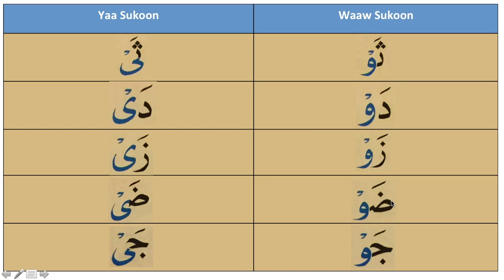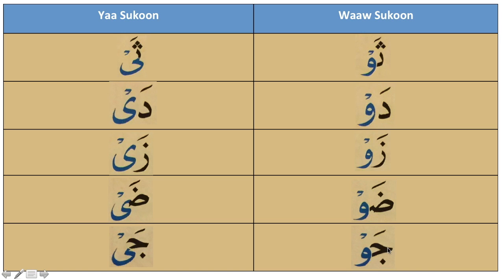Next we have ضاد فتحة واو سكون, ضو. ضاد فتحة يا سكون, ضي. ضو ضي.